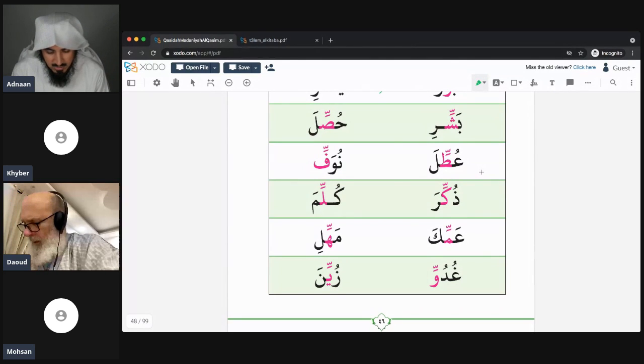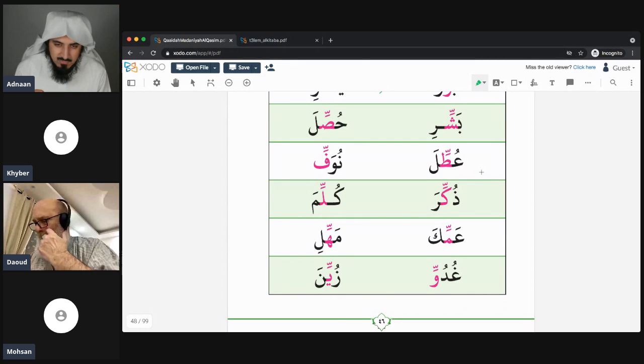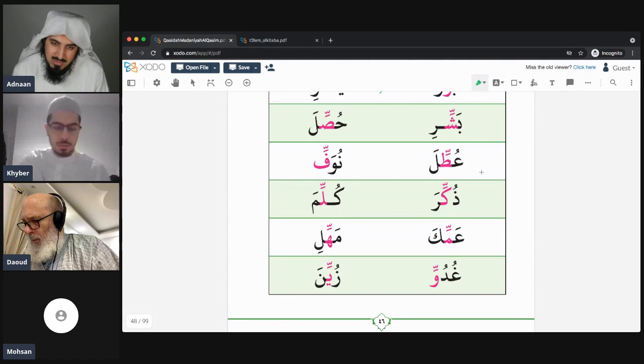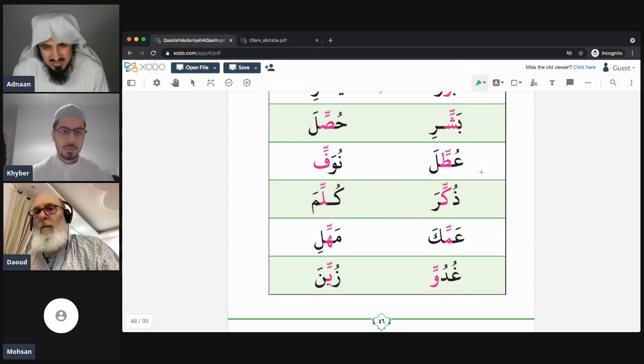You have to hang on to the wow for a second. Before you let out the we, hang on to it for a second. That shadda is like a hanger. It's saying hang on for one second. Hang on to your wow. Say ghuduwi, exactly how you said it before. Well done.